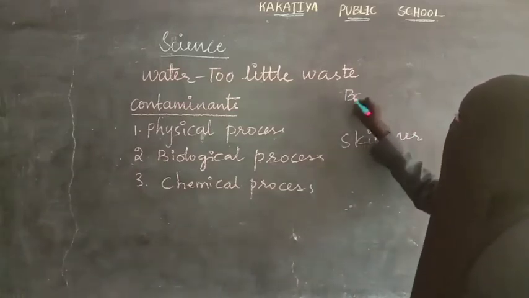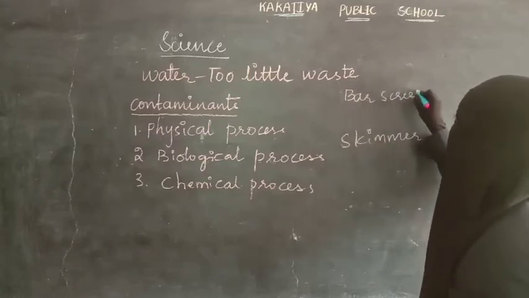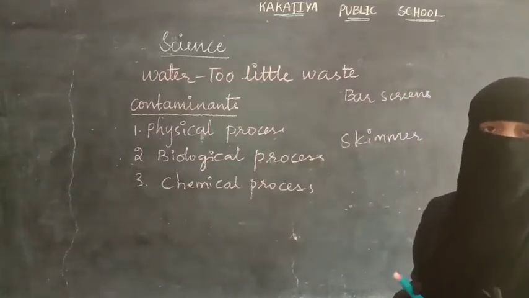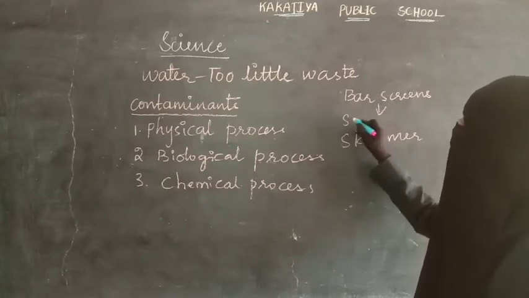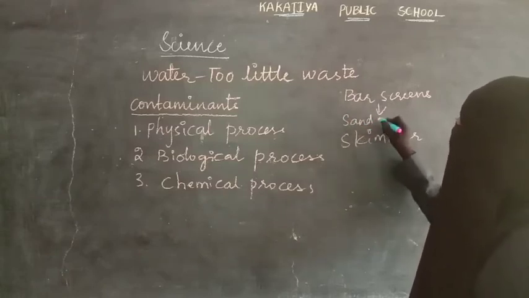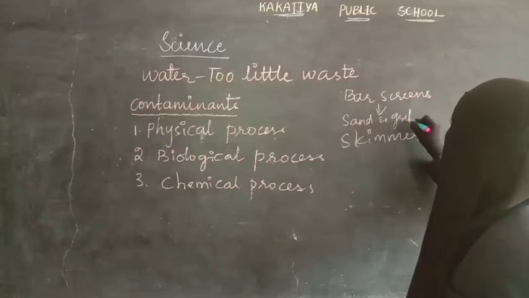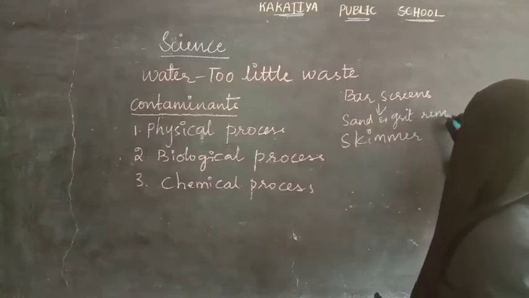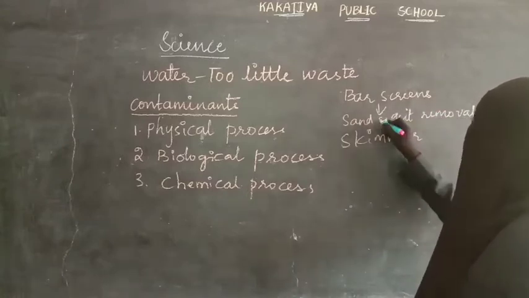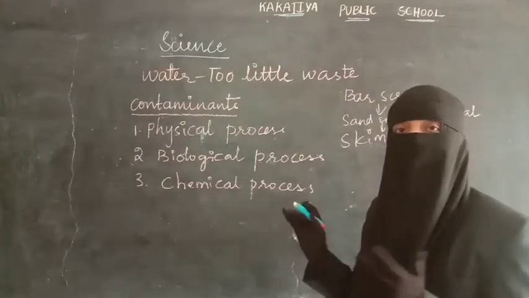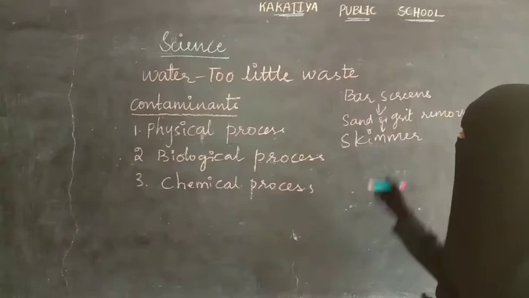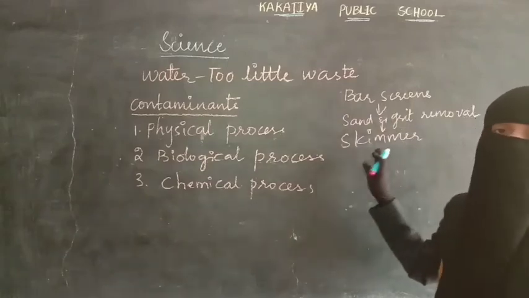First, the water is allowed into the bar screens, where all the big impurities like bags and papers are removed. Then it goes into the grit and sand removal tank. Then all the sand is removed, and if anything is very small, it will come along with the flow of water. Then it is sent into the tank which contains the skimmer.